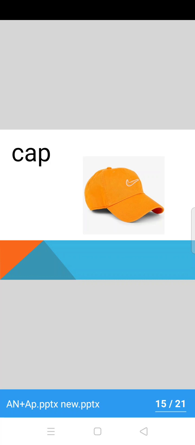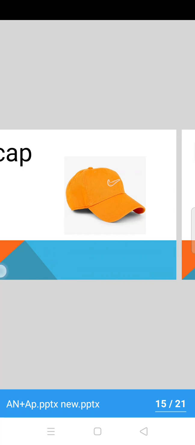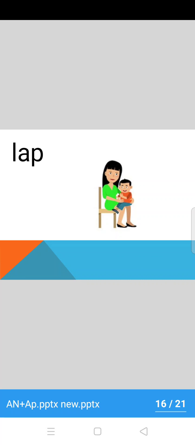Ap, cap. Ap, lap. Lap is the front area from the waist to the knees of a sitting person.